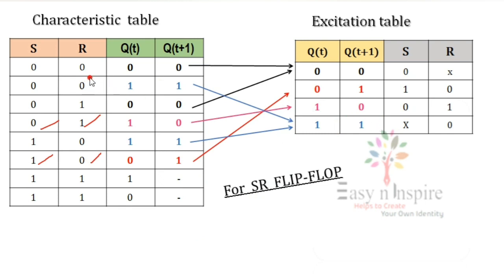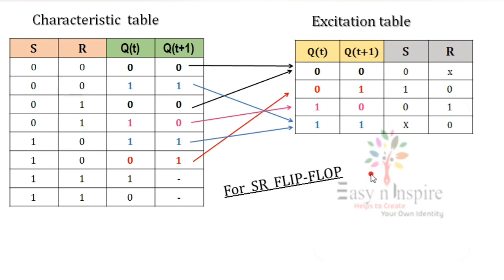If you observe here 1 1 and here 0 0, for this one 1 0. In these two, 0 is common, so 0 is placed here. Here 0 1, so I placed X here. So this is the excitation table for the SR flip-flop.